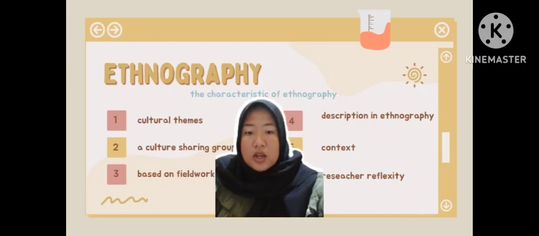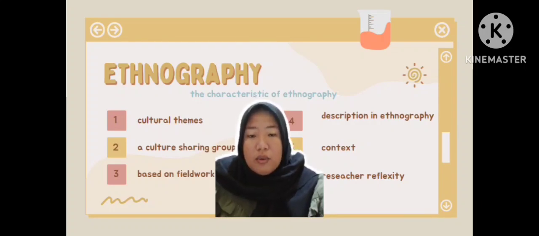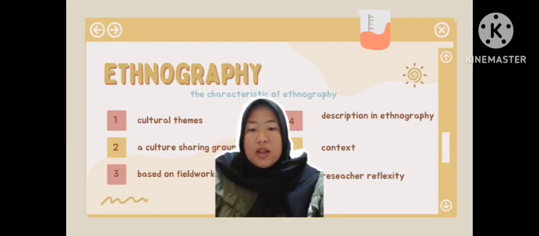The next is research description. It contains the detailed description and explanation of what the object did during the research. Next is context. Context in ethnographic research is the overall setting of the place, situation, or environment surrounding the culture. The last one is researcher reflexivity. This characteristic means that a conscious and open attitude towards the researcher's role will create a feeling of reliance.